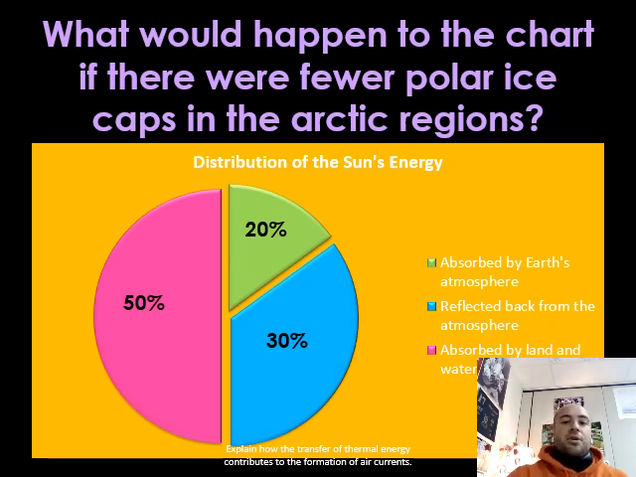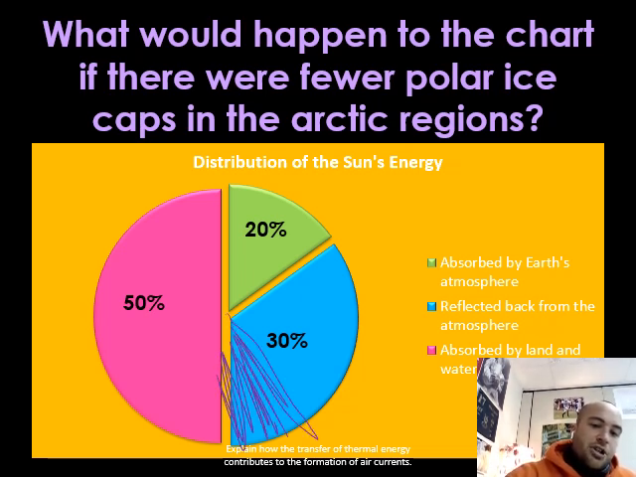Well, I ask you, what happened to this chart? Well, one of the things that reflects heat back into space are our polar ice caps. So if those go away, it starts to look like this, where I'm going to use this pinkish color here. This square would get larger.